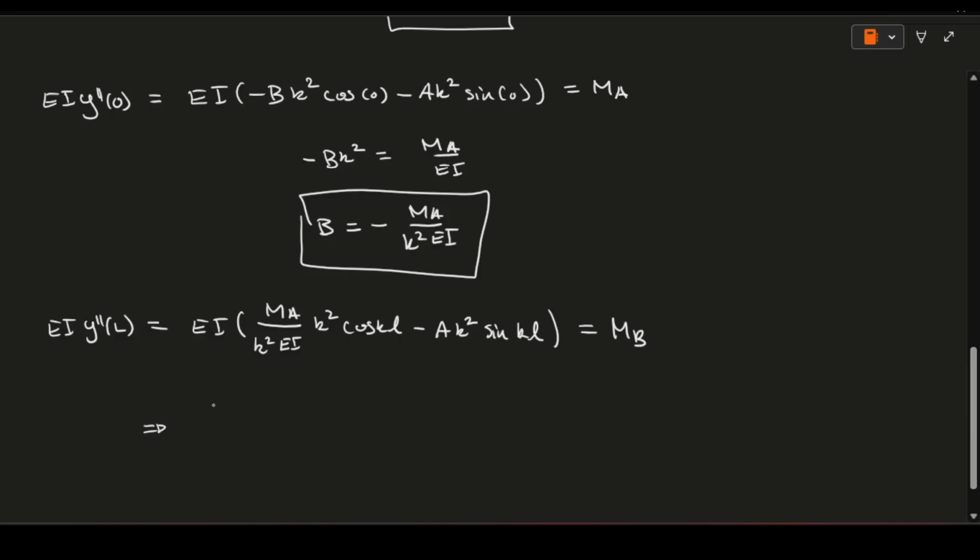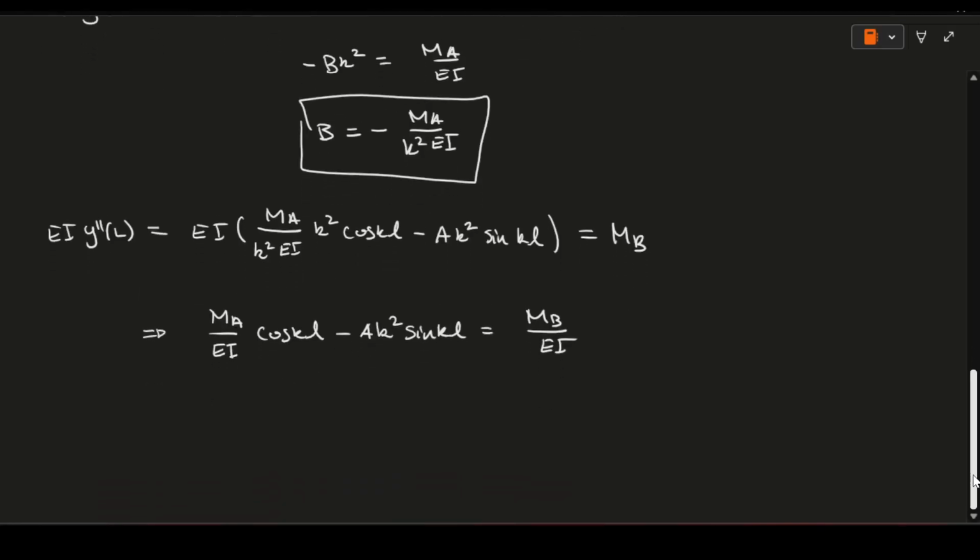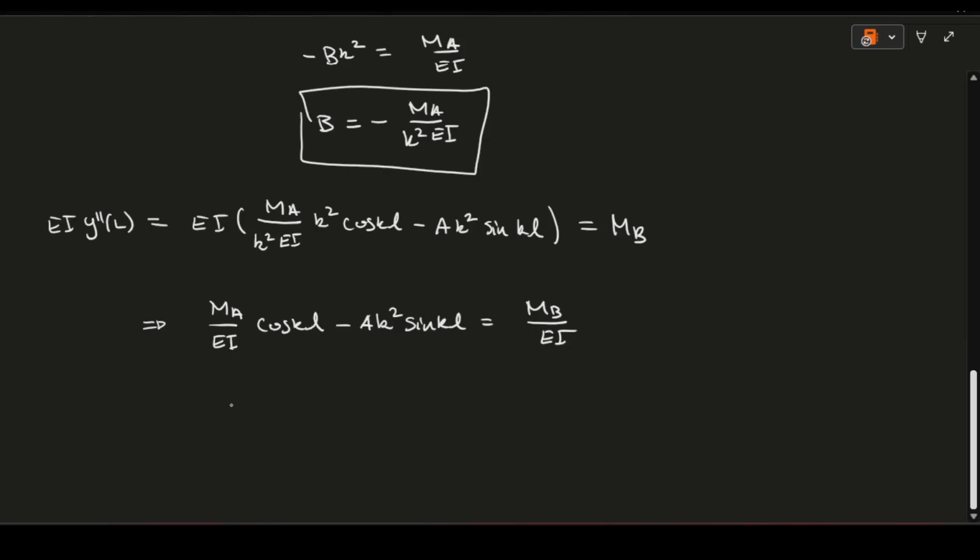From this, we can derive that MA over EI cosine kL minus A k squared sine kL is equal to MB over EI. We can solve this for A. So we get A is equal to 1 over k squared EI sine kL times MA cosine kL minus MB.